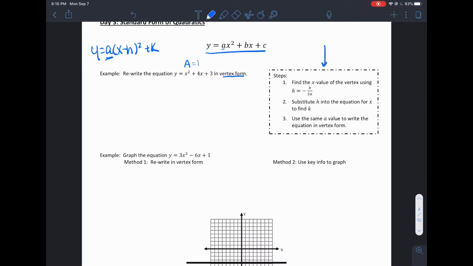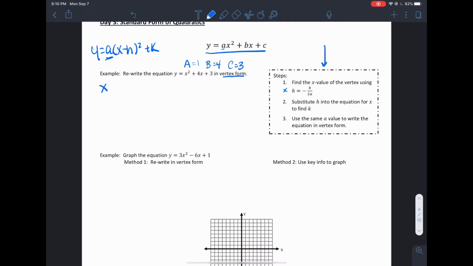But in order to get the vertex, I just have to use these steps over here, okay? We need to find the x value of the vertex using the equation h, or x. I like to write x just because it's the x coordinate. So x equals negative b over 2a. Then we're going to substitute that value in for x to find the y coordinate of the vertex, or k. And then we can use the same a value because, as I told you, we use the same letter for a reason. So here, a is 1, b is 4, c is 3. You should get good at figuring that out, okay?